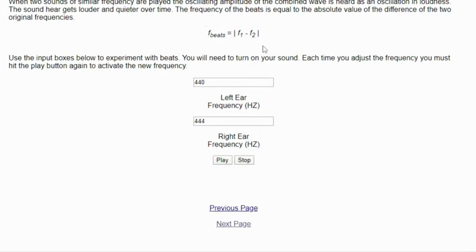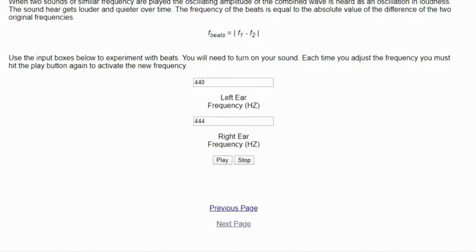And the beat frequency is defined as how many of those loud, soft alternates you hear every second. The way you calculate it is you simply take the difference of the two frequencies, just like it says in this equation. So if you subtract 440 from 444, you get -4. You take the absolute value of that. You can see from the equation, it really doesn't matter whether it's positive or negative. What that means is that you're going to hear 4 beats per second.